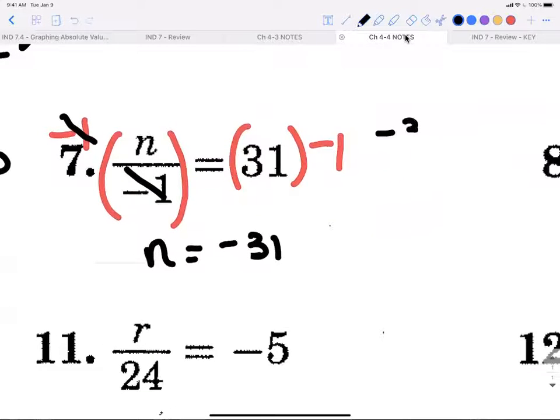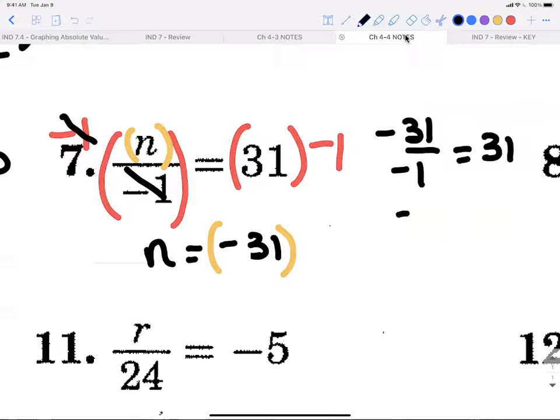We do -31 because that's my n. And notice again, this is my n, and my n is in the top of the fraction. So I'm going to keep it in the top of the fraction. -31 over -1 equals positive 31. On the left, a negative divided by a negative does go positive. So it checks out. Our signs check out. Everything works.